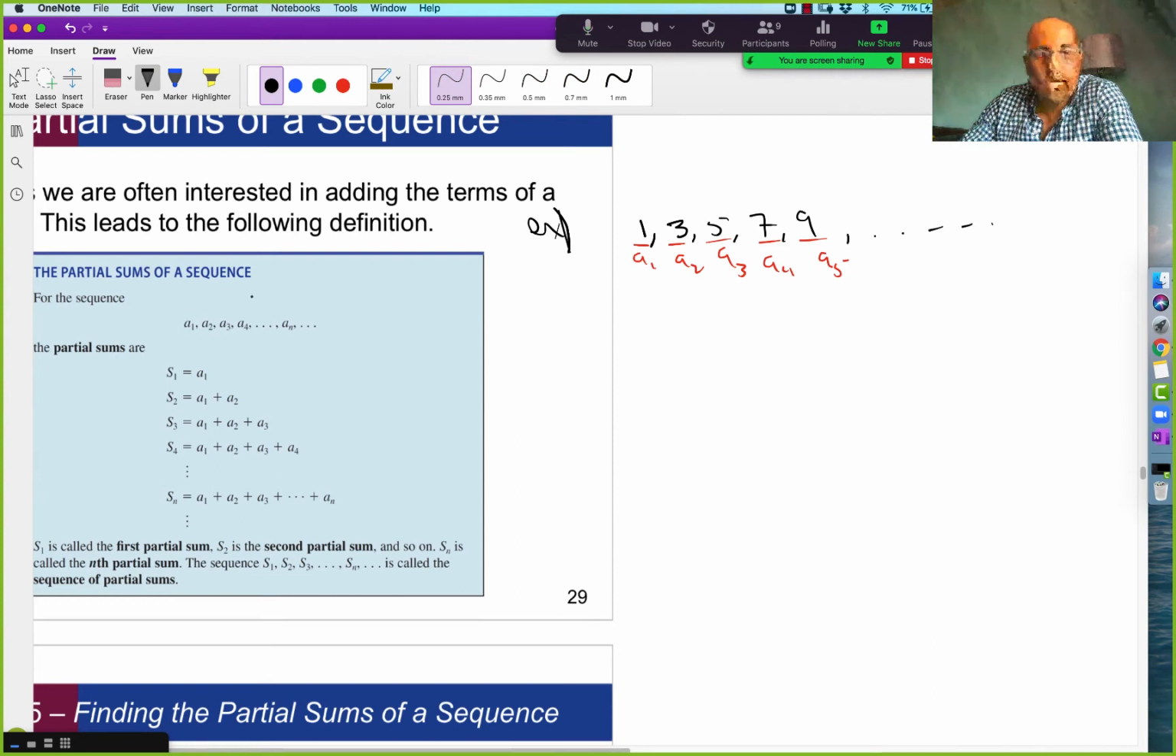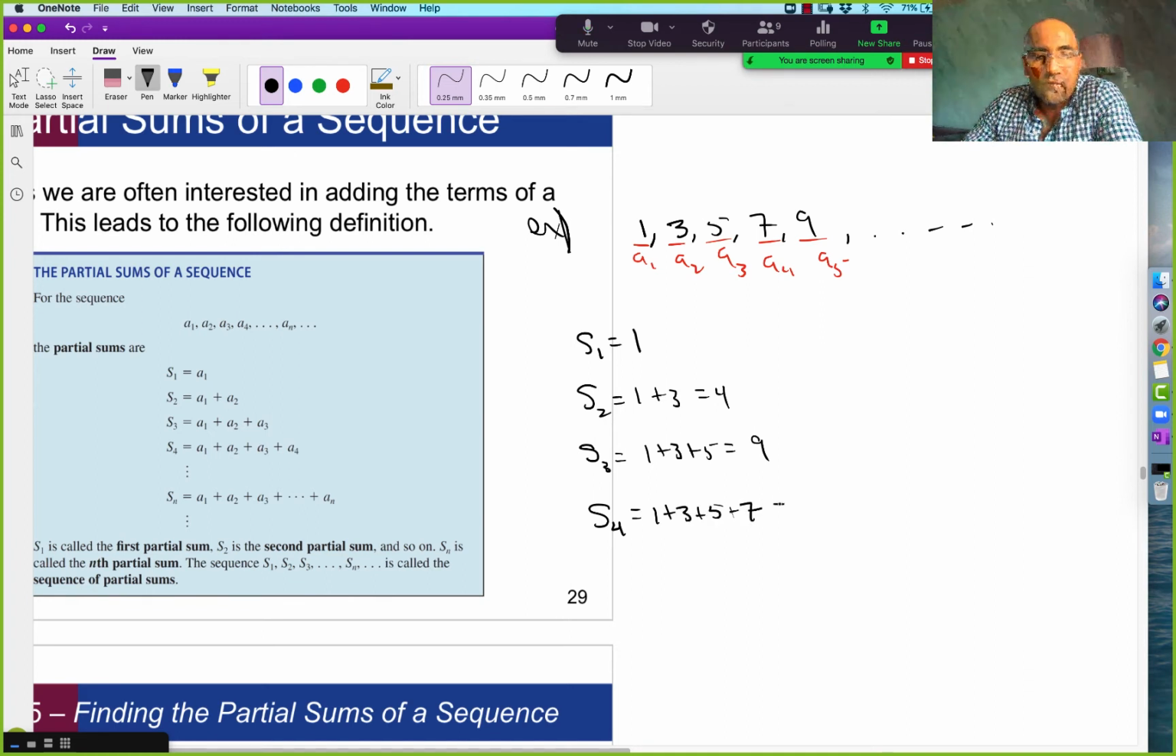And what we're going to do is create a new sequence where the first value is equal to a sub 1. That's just going to be 1. S sub 2 is the sum of the first two in my sequence. That's 1 plus 3, which is 4. S sub 3 is the sum of the first three values in my sequence, which is equal to 9. S sub 4 is the sum of the first four numbers, 1 plus 3 plus 5 plus 7, which is equal to 16. Good.